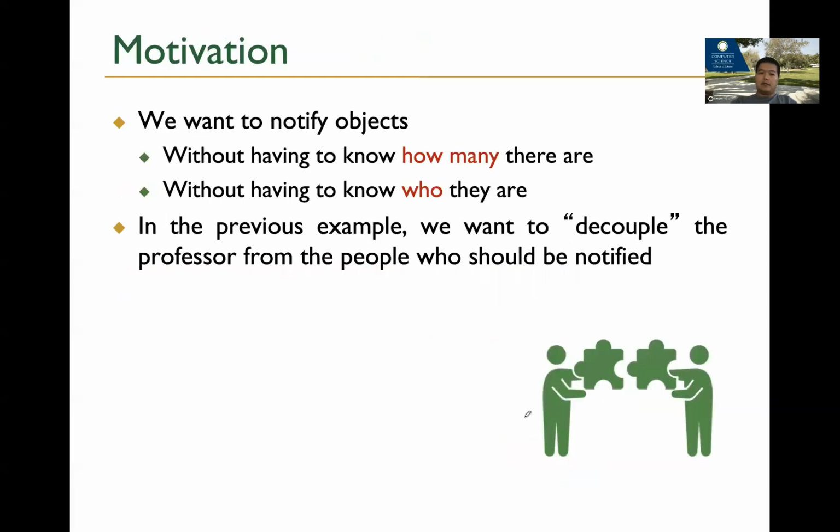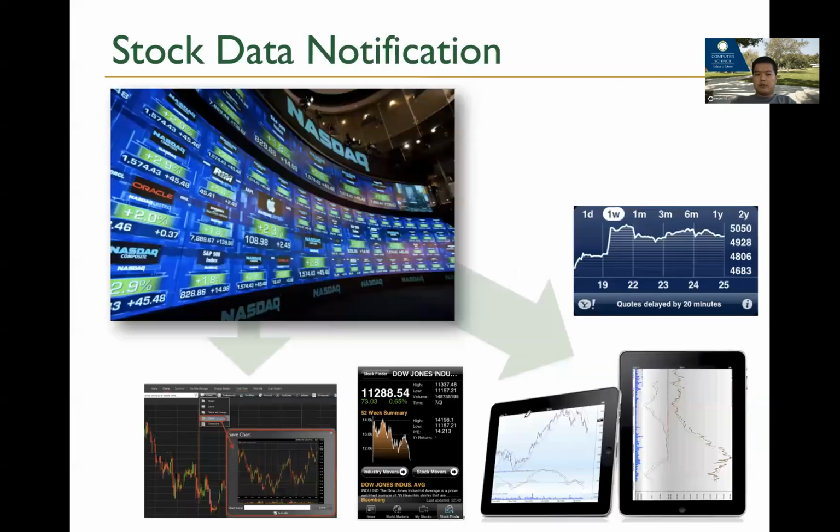All right, so the motivation here is how can we do this kind of notification without having to know how many people there are, how many parties there are, and also without having to know who they are, so that I don't need to call different things. And also, I don't need to know who is really interested and who is not, to really simplify this notification process. So that is the motivation of this pattern.